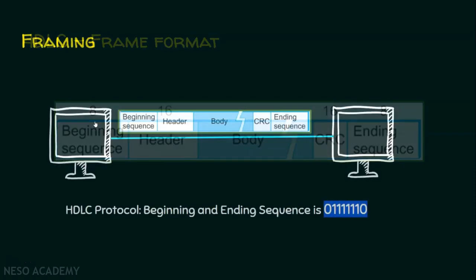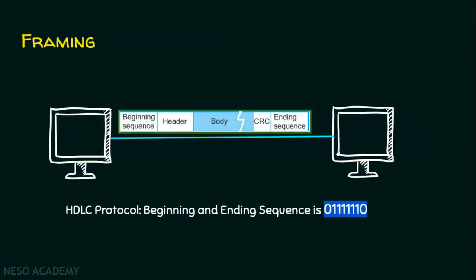Let's see it now. Suppose this is the sender, and if the sender is going to send some data, it is obviously a group of bits. This will be the beginning sequence and this will be the ending sequence. And we know the beginning sequence and ending sequence in HDLC will be 0 1 1 1 1 1 1 0. So this will be the beginning sequence and this will be the ending sequence.